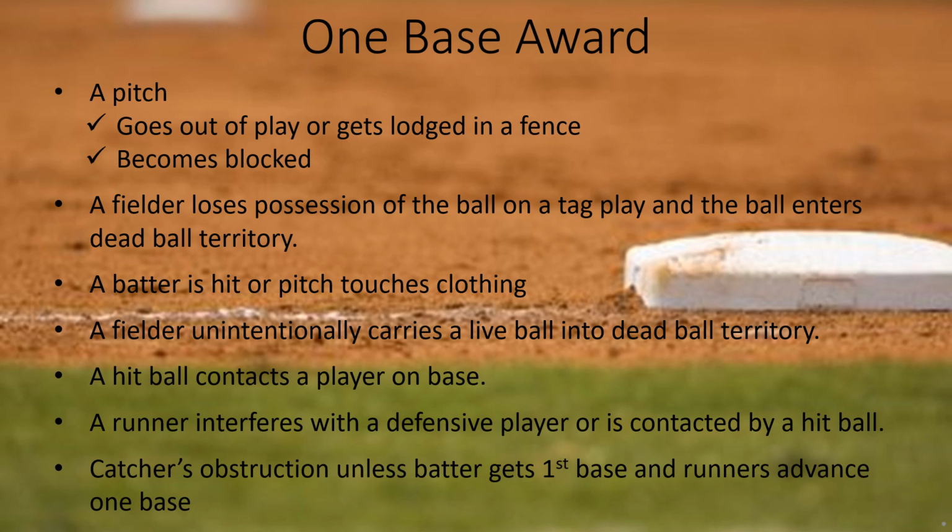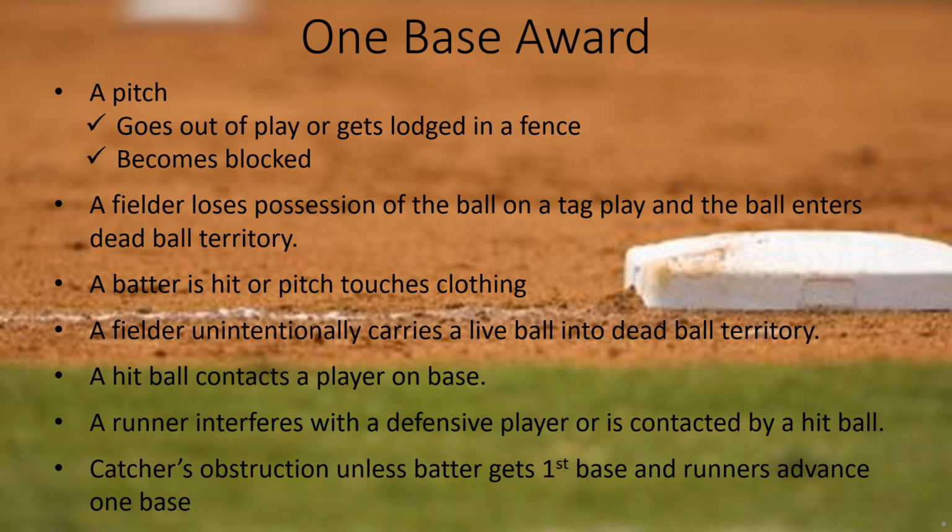So if the batter reached first and the one runner stayed on second, the other runner scored, the coach could have the choice of that play, or the coach could have the choice of the runner staying on second and third and the batter being awarded first base. Other runners on base don't advance unless they're forced to advance. So catcher's obstruction is a little different.